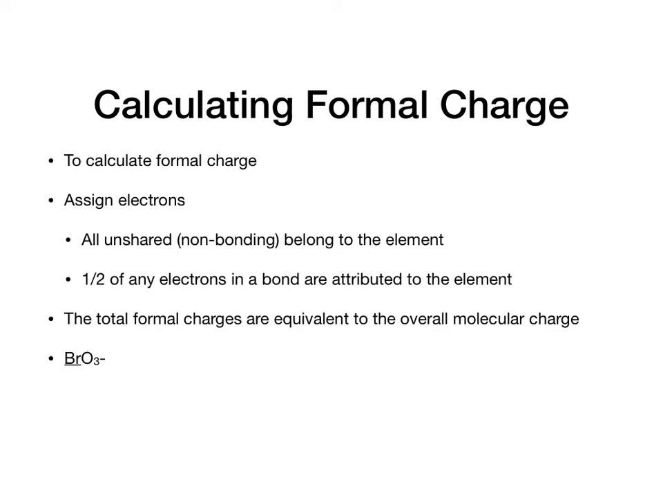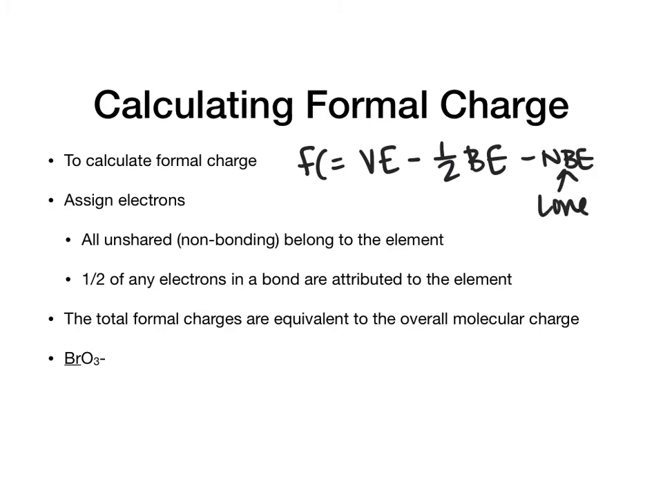To calculate the formal charge, the equation I like is formal charge equals the valence electrons minus half of the bonding electrons and all of the non-bonding electrons. These are otherwise known as lone pair electrons. So this equation is going to be different for every element in the compound, and we're going to have to take it into account.